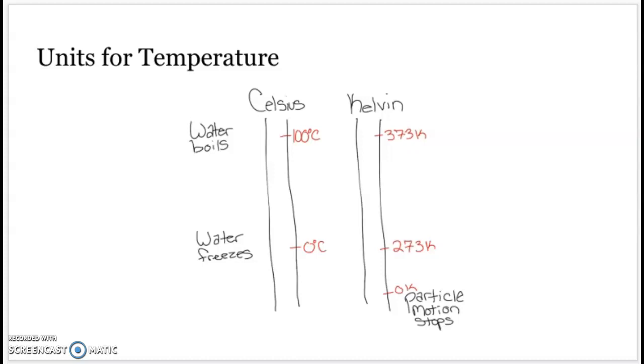Let's talk about degrees Celsius. Degrees Celsius is all about water. Water freezes at 0 degrees Celsius, and water boils at 100 degrees Celsius. The temperature between these 2 points is divided into 100 equal pieces. You can definitely have lower temperatures than 0 degrees Celsius. They're just negative, just like in degrees Fahrenheit.